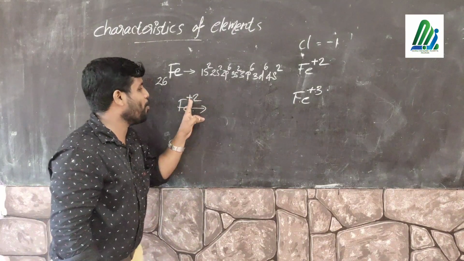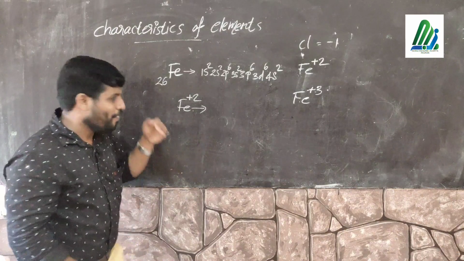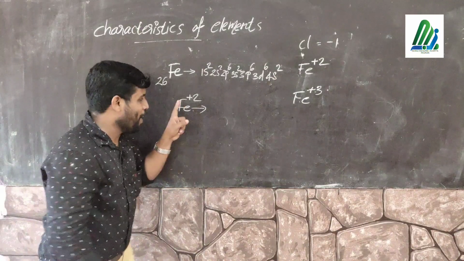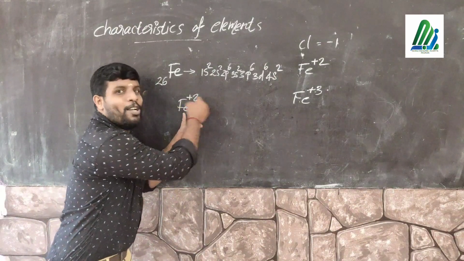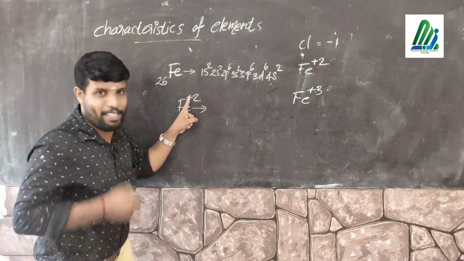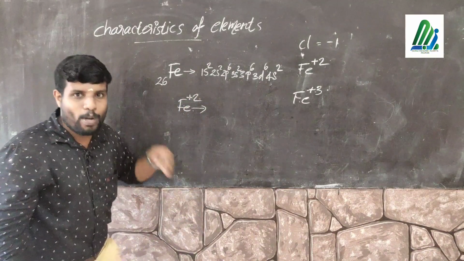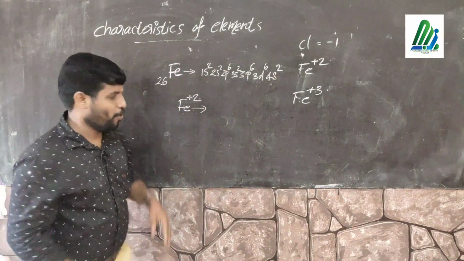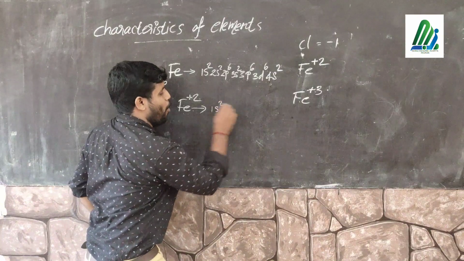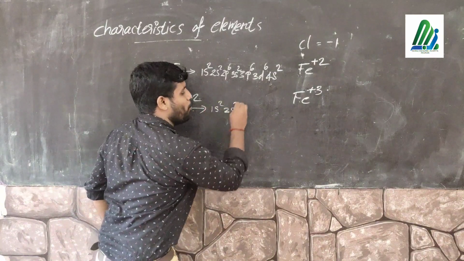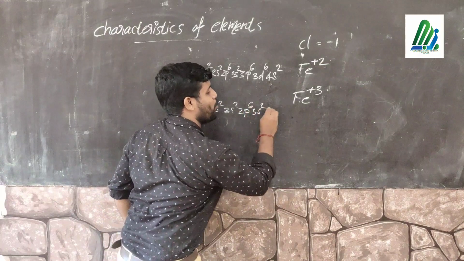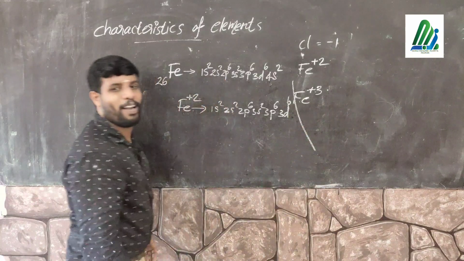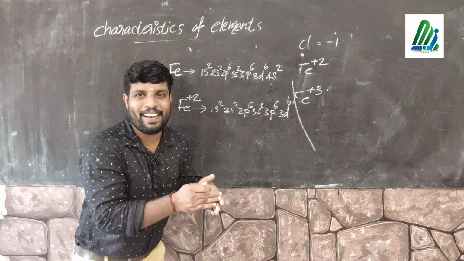Then, how do you write the subshell electronic configuration of Fe plus 2 ion? We want to know that the Fe atom donated 2 electrons. The 2 electrons are lost from the valence shell, that is the 4s shell. So we can write the subshell electronic configuration of Fe plus 2 as 1s2, 2s2, 2p6, 3s2, 3p6 and 3d6, because the 4s electrons are donated. You get the idea? Okay.